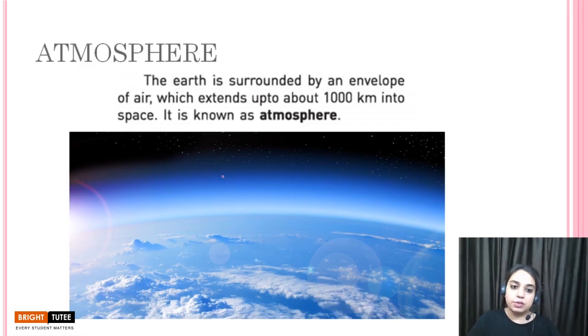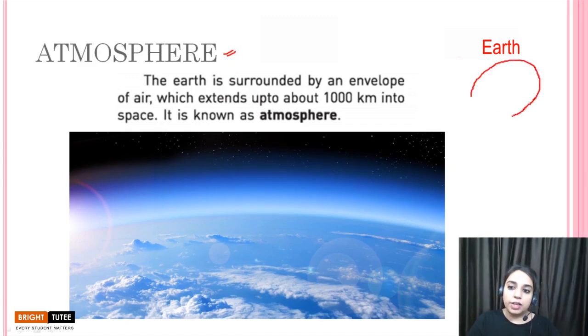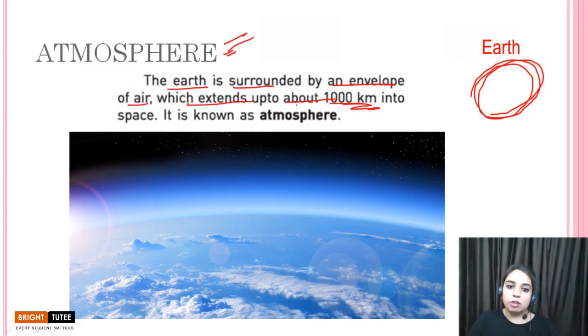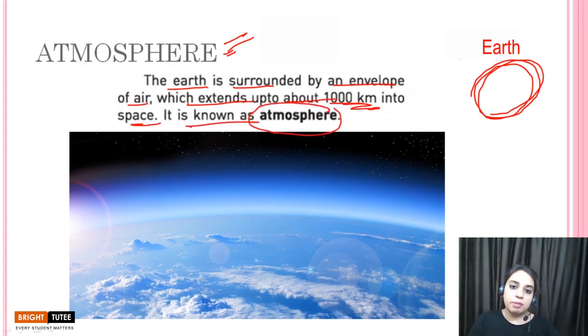Next children, the next topic is what is atmosphere. So children, our earth is surrounded by a blanket of air, okay, and this blanket of air is known as the atmosphere. So the earth is surrounded by an envelope or blanket of air which extends up to 1,000 kilometers into space, and it is known as the atmosphere. So children, this question can come for 1 mark, so you should remember this definition, that the earth is surrounded by an envelope of air which extends up to 1,000 kilometers up into space, and this is known as atmosphere.